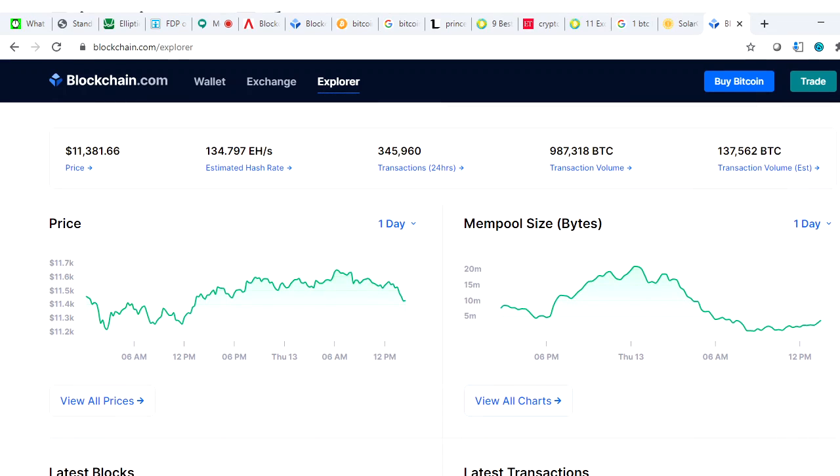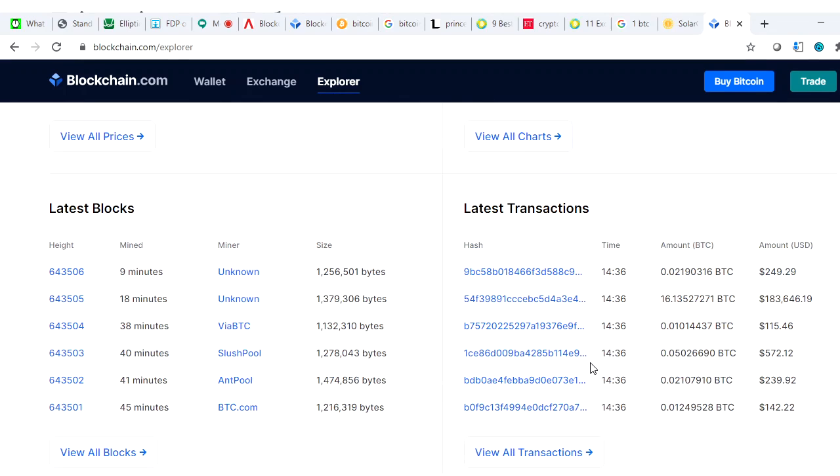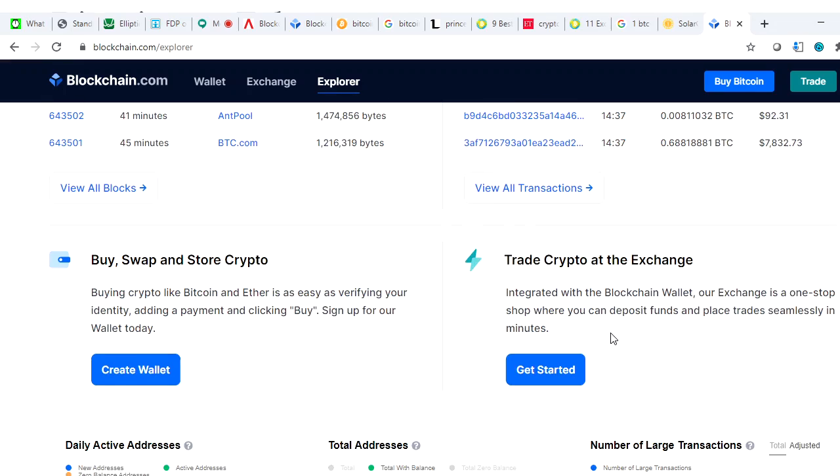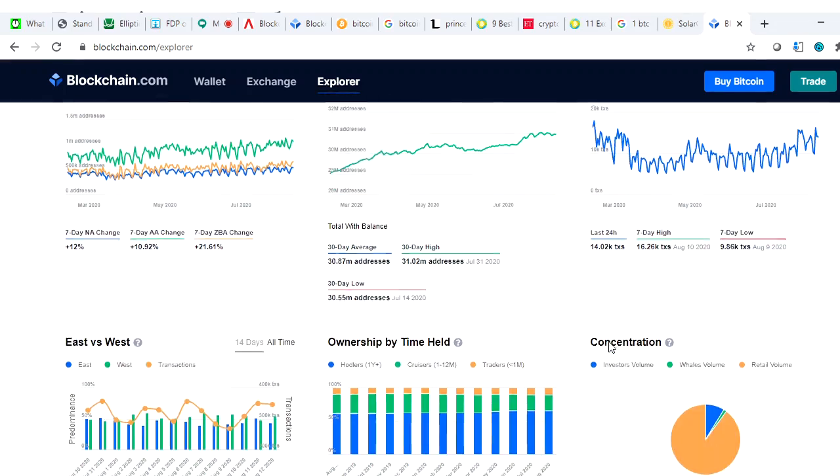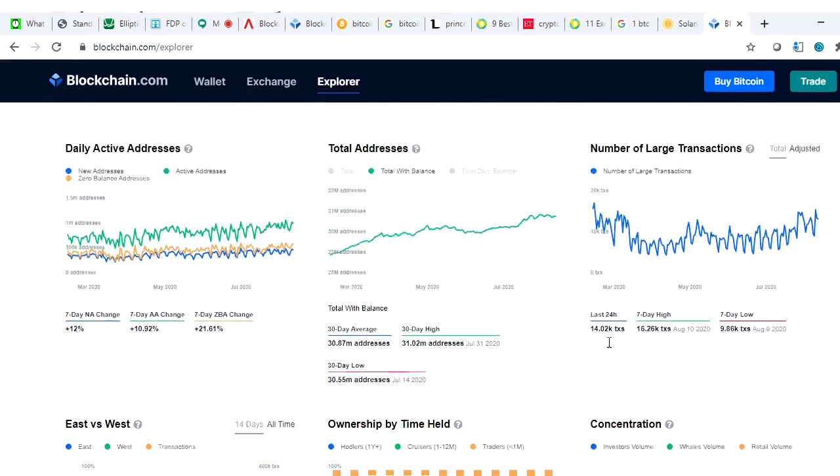This is the memory pool size. Like this, the latest transactions: what is the latest transaction? Now it is 1437. Here 1437 new transactions were running. This is the way the updates happen, and you can see the latest one graphically.